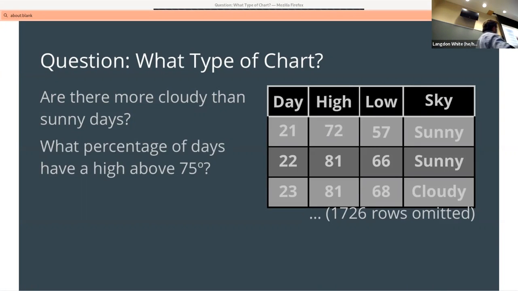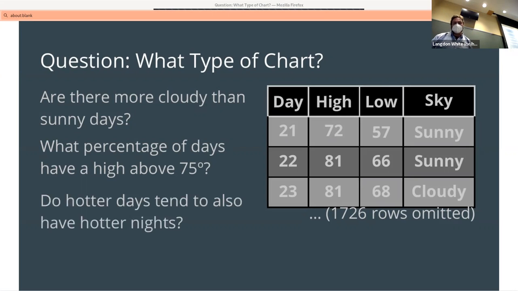So here's another one. What percentage of days have a high above 70 degrees? What would I use for that? Histogram? Yeah, that would make sense to me. All right, do hotter days tend to also have hotter nights? Yeah. Probably, that would probably be the best bet, yeah.